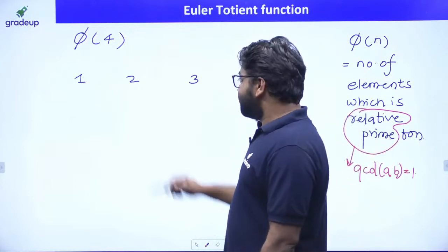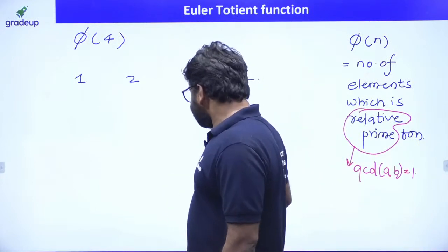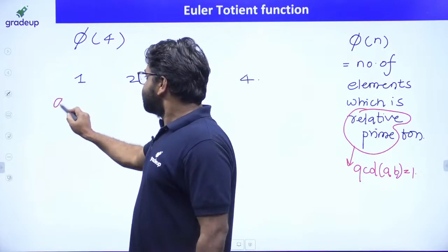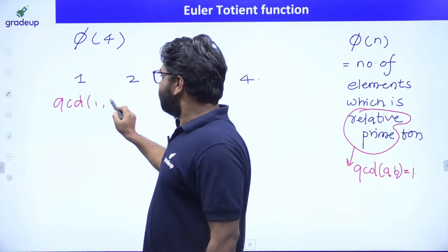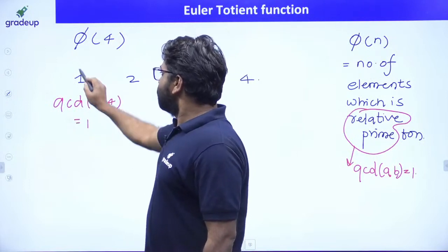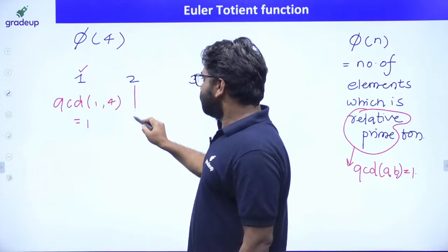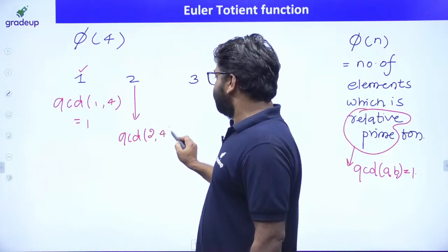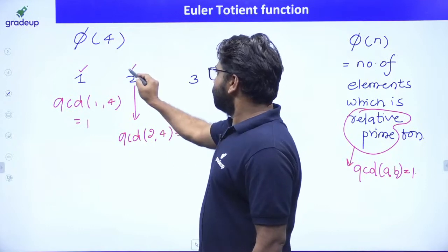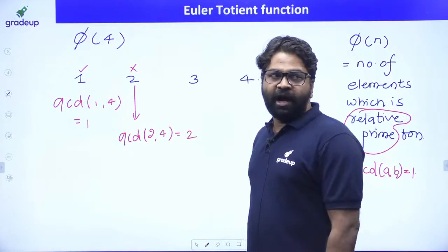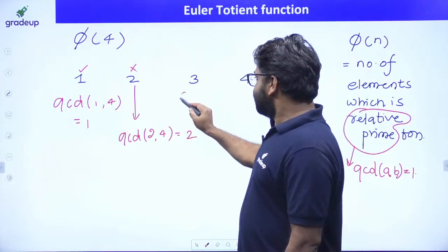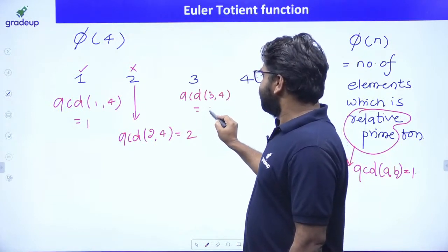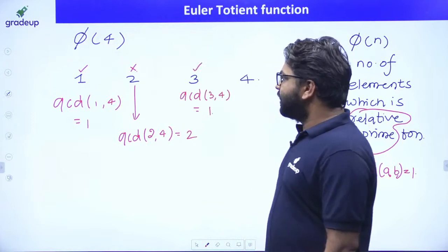So let's try to understand here. Obviously the first element, the GCD of 1 comma 4, you will be getting as 1. So we can count 1. What about 2? If I calculate the GCD of 2 comma 4, you will be getting 2, so 2 will not come into that picture. Now what about 3? The GCD of 3 comma 4 is basically 1, so 3 will come into that picture.